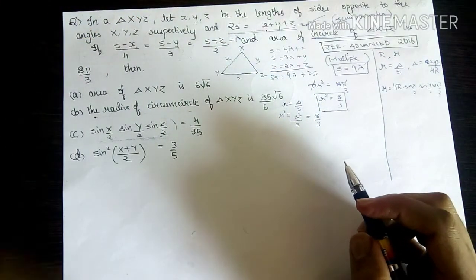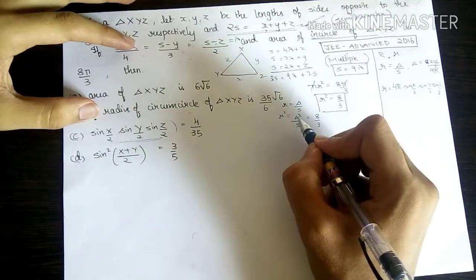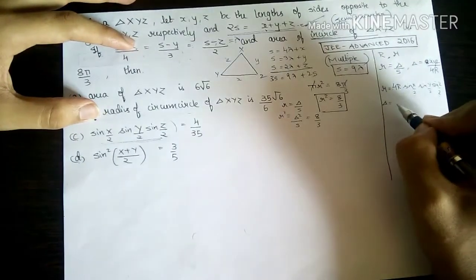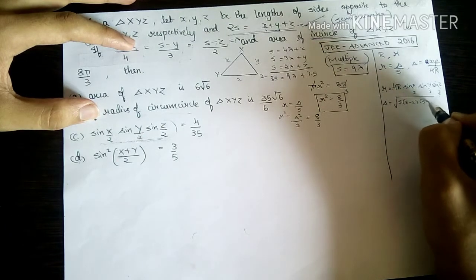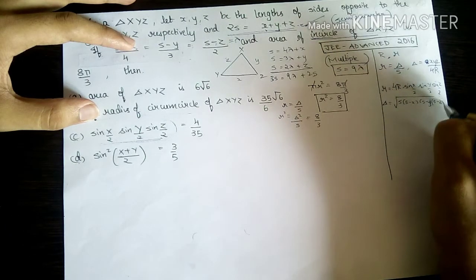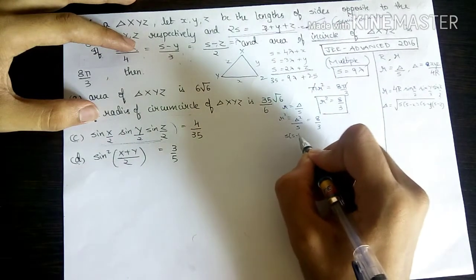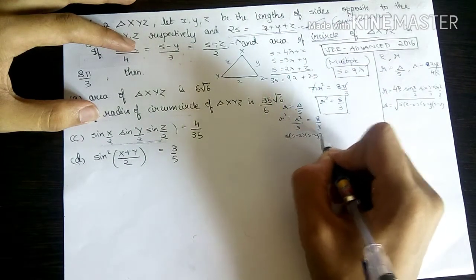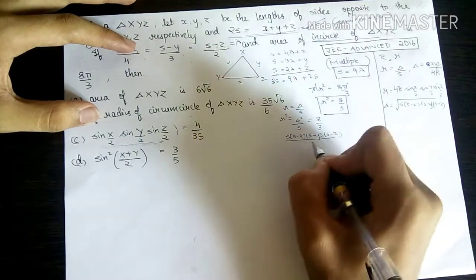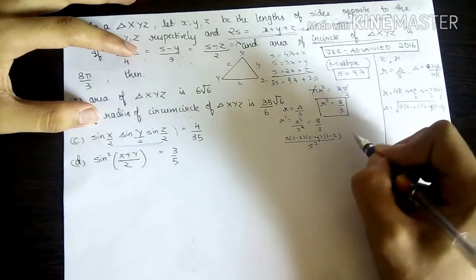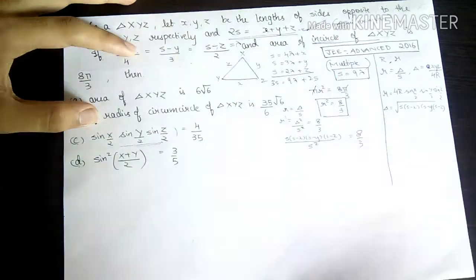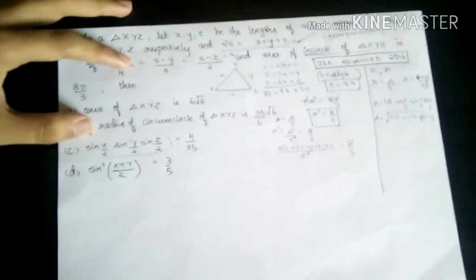What is delta actually? According to Heron's formula, it is the square root of s times (s minus x) times (s minus y) times (s minus z). If I square it, I get s times (s minus x) times (s minus y) times (s minus z), divided by s squared, equal to 8 by 3.